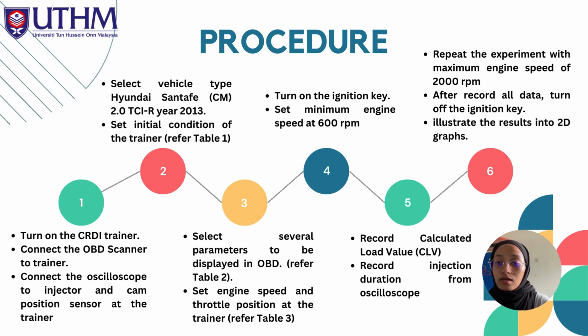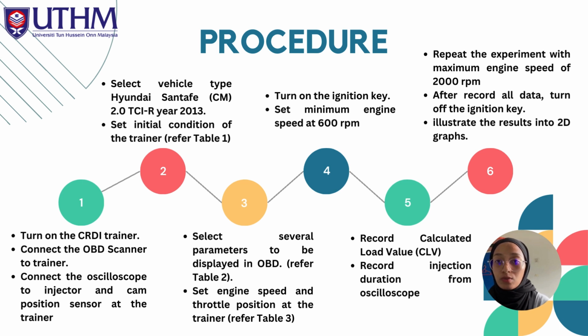After that, in the OBD, we select several parameters to be displayed, and these parameters include engine speed, accelerator position sensor, and calculated load value. Then we set engine speed and throttle position at the trainer according to table 3. Next, to start, we turn on the ignition key and set minimum engine speed at 600 rpm.